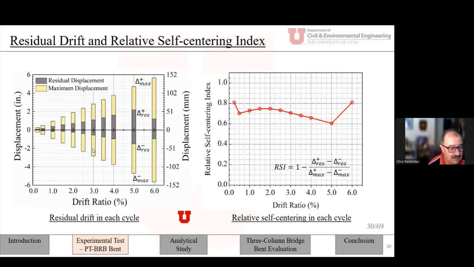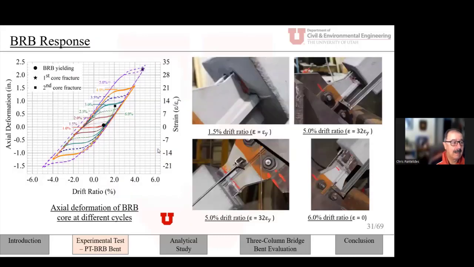The BRB itself, we measure its axial deformation in inches, the vertical axis, for different drift ratios. And on this side, you can see, perhaps more importantly, the strain. The strain we achieved was very high, up to 28 times the yield strain before it fractured. A little bit more than 28, actually about 30 times. Just as a reference, in building design, the target is 10 to 15 times the yield. That's the design strain in a BRB.